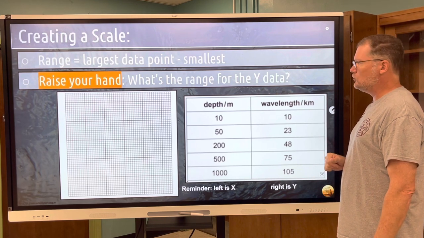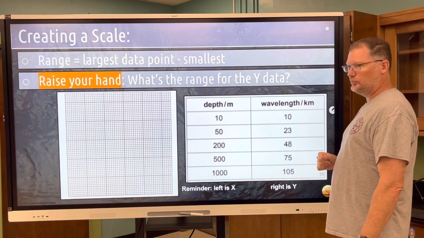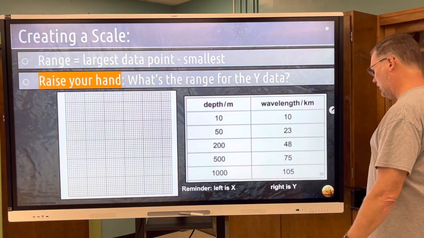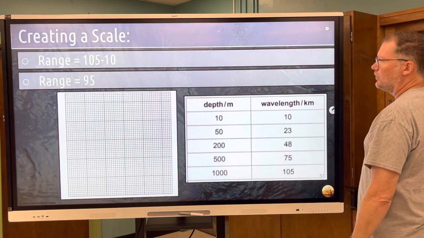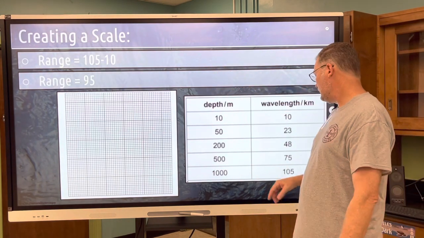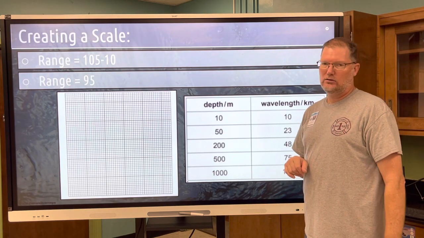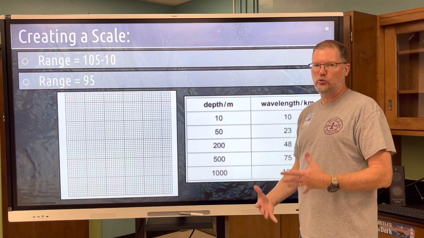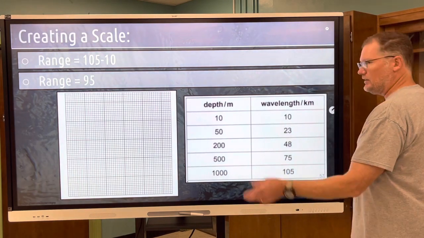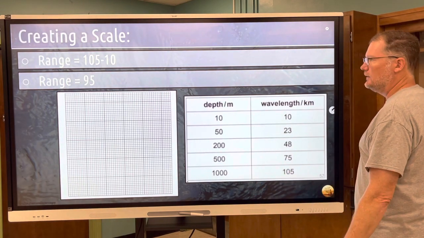So how do you determine the range? You simply get that number. Reminder, X is on the left, Y is on the right. The range is 105 minus 10, it's 95. It's a difference in numbers between the two. So write that on your paper, range is 95.